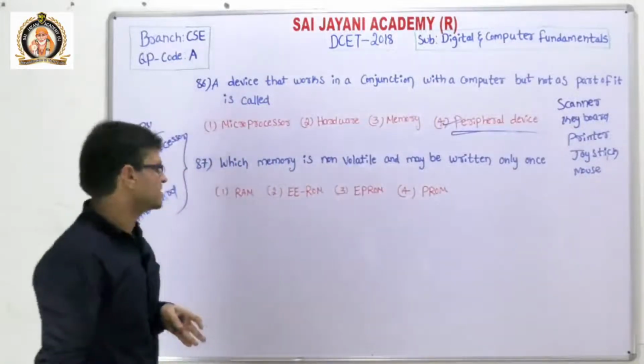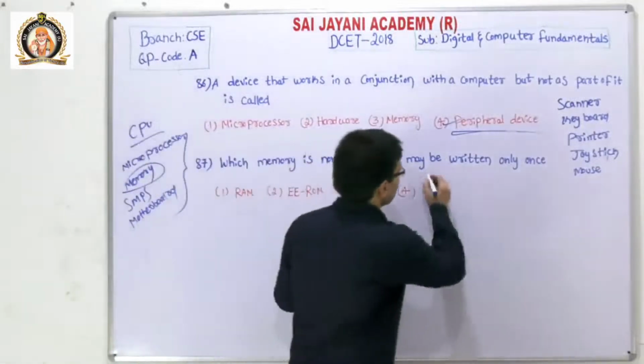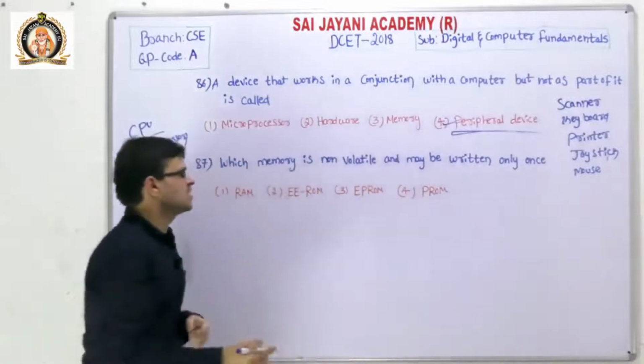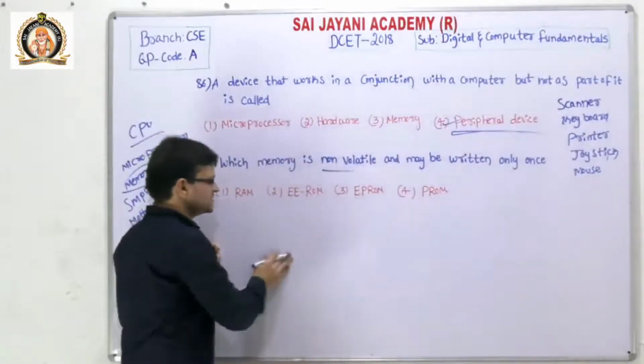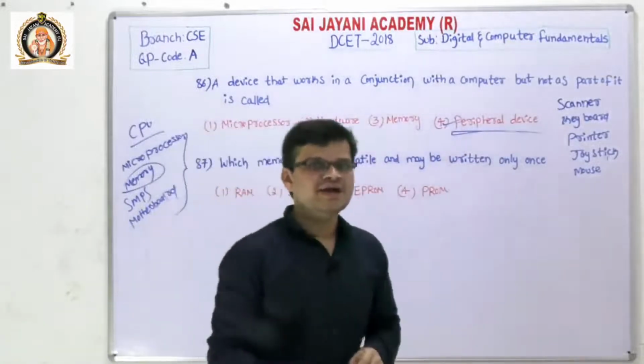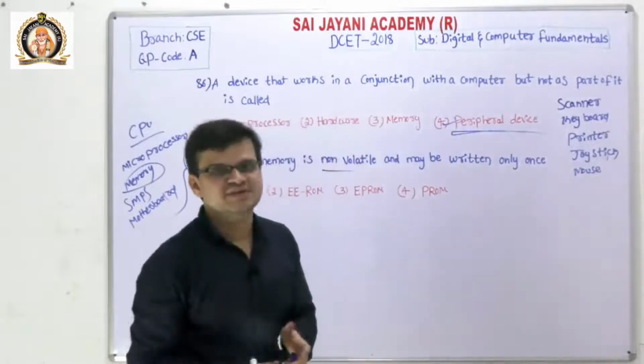So a peripheral device. Okay, question number 87: which memory is non-volatile and may be written only once? What is meant by non-volatile? Non-volatile means that even without the power supply, the data which is stored in a device must be present.